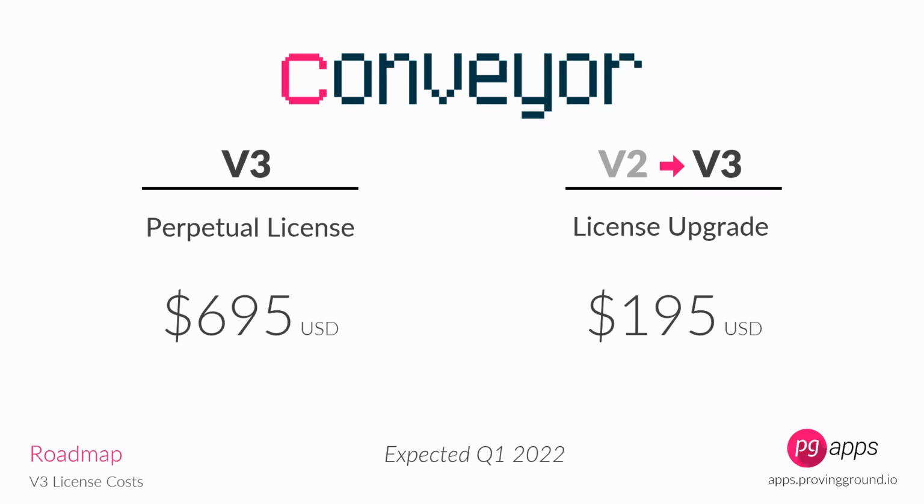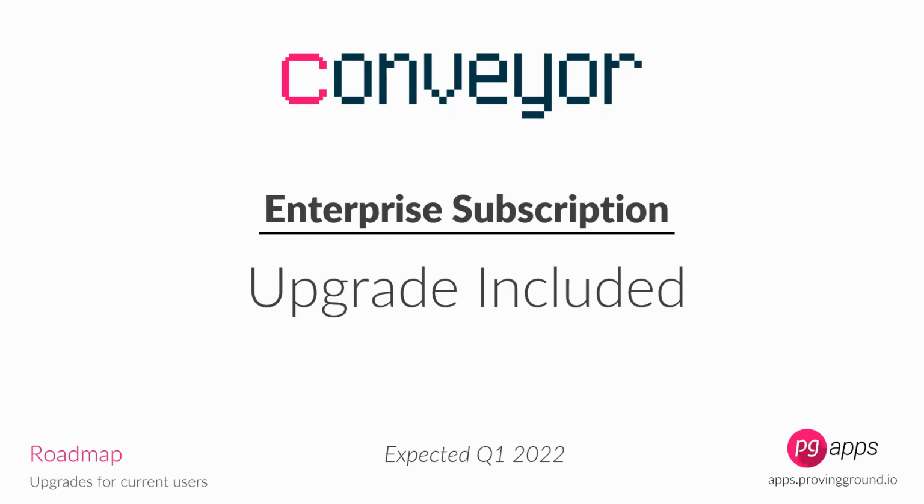If you're looking to upgrade your license from version 2 to version 3, there will be a significantly discounted price point. If you're an enterprise user, you are on a subscription support and implementation contract with us, which means that this upgrade is just included. You're getting continuous updates to version 3. So when this is available, you as an enterprise subscriber will get this upgrade.